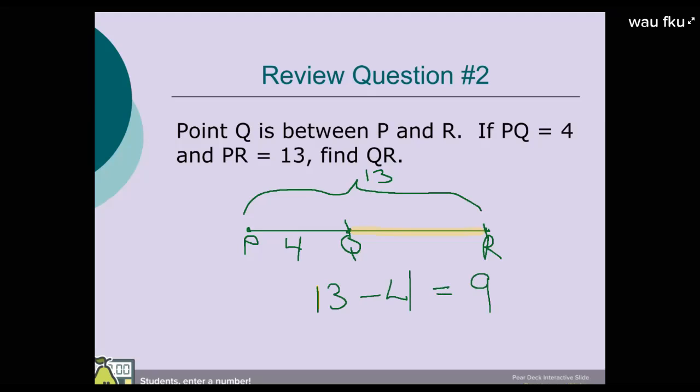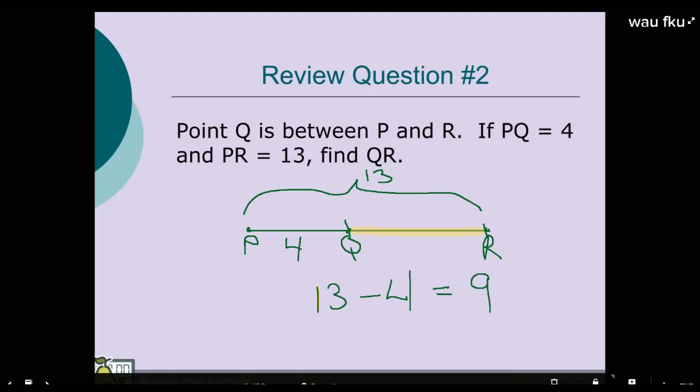So when you have them together like that, you add them. When you have the whole and one of the pieces, you're subtracting. If that helps.